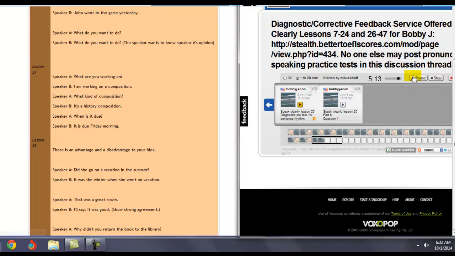Lesson number 37. What are you working on? I'm working on a composition. All right, so composition should be the focus word in that second. What kind of composition? I would say, what kind of composition. I'd put more emphasis on the word kind. And then the next sentence, you have to put emphasis on history. It's a history composition. Exactly, that was good. When is it due? It is due Friday morning. Yes, that's good. Very good.